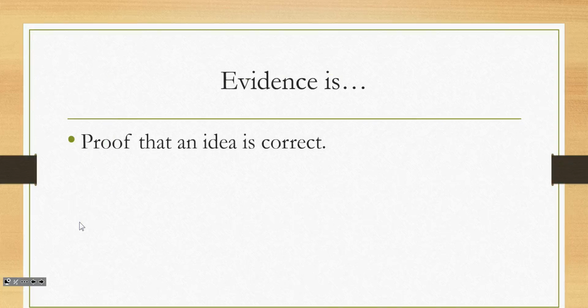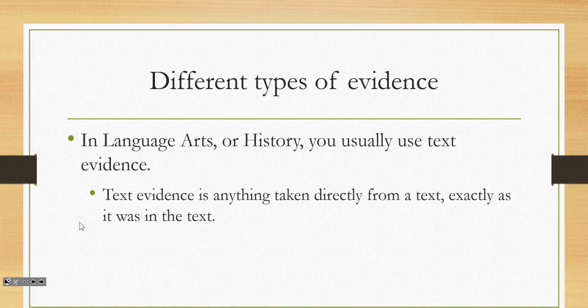Evidence is proof that an idea is correct. It's something you can point to, like, this idea I have, or this idea that I know about, this thing I have, this proves that this is correct. This is proof. So there's going to be different types of evidence.